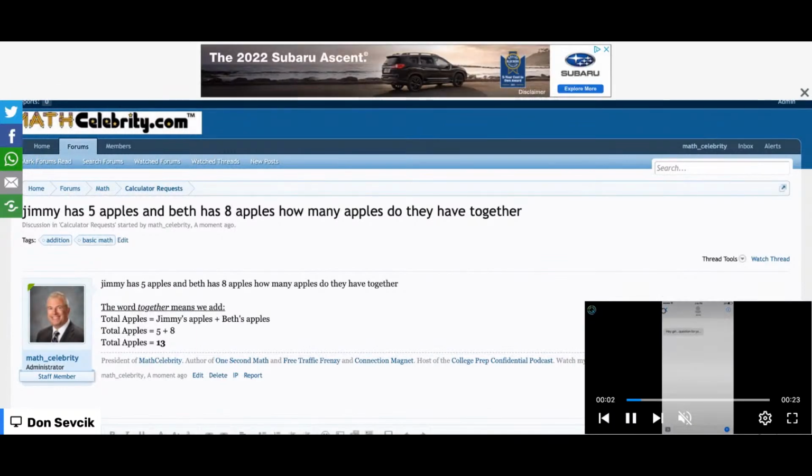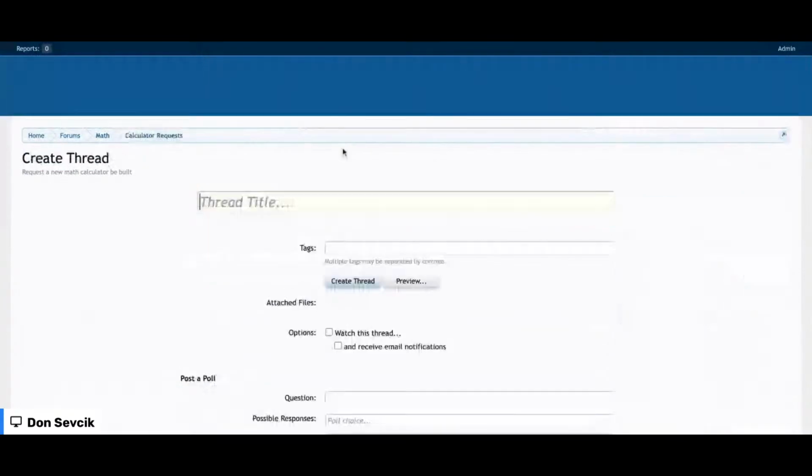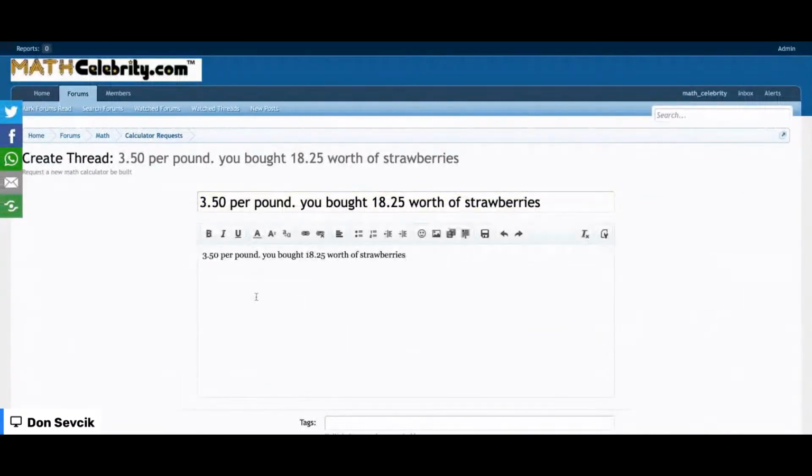All right. Let's do some unit cost. We get these all the time. $3.50 per pound. You bought $18.25 worth of strawberries. I want you to know that sometimes the students and parents don't always type in the full question, but I've seen this so many times. I know what they want. The question asks for unit cost. Unit cost equals total cost divided by total quantity.